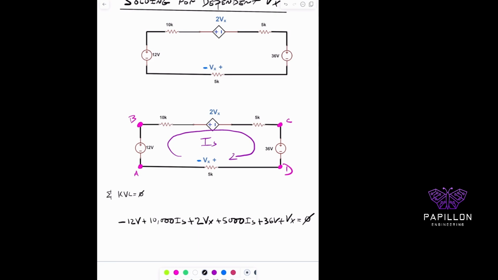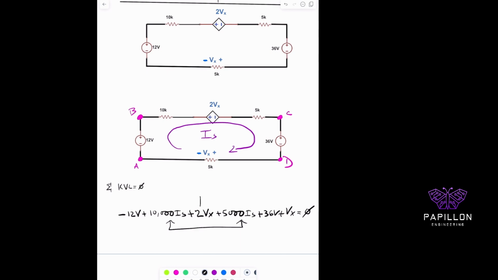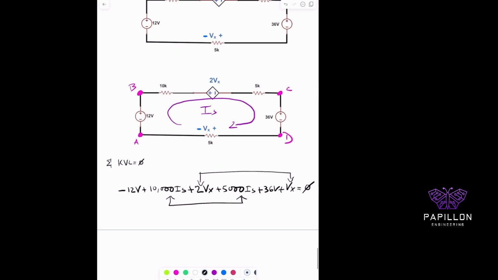All right, so now we have one equation, and I'm going to try to simplify that for you. Each portion here is actually a voltage. The 2Vx is treated like a voltage, Vx is treated like an actual voltage, and a resistor times a current is a voltage. So my 10,000 IS plus my 5,000 IS gives me 15,000 IS. Then the positive 2Vx and the positive Vx give me 3Vx. And of course, a minus 12 volts and a positive 36 volts give me a net 24 volts.